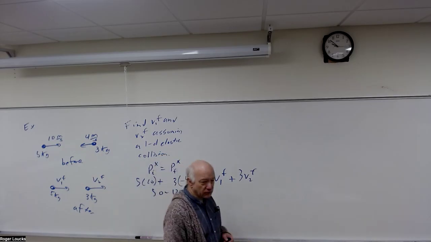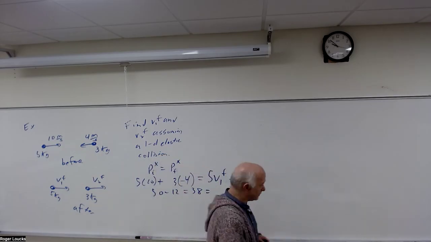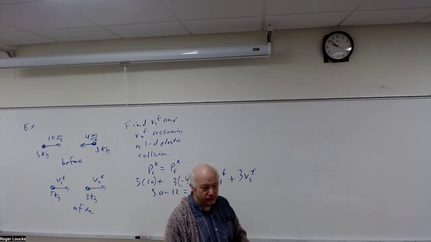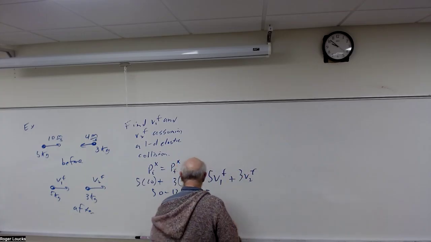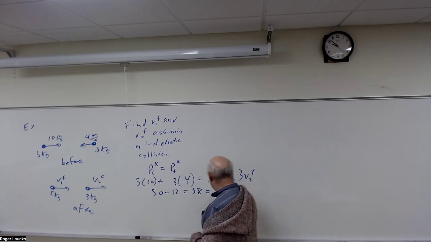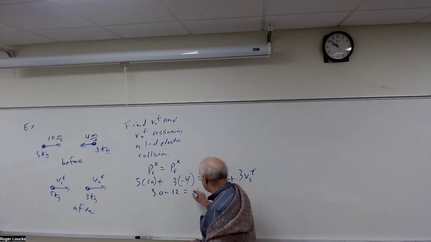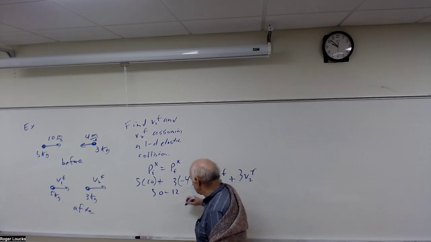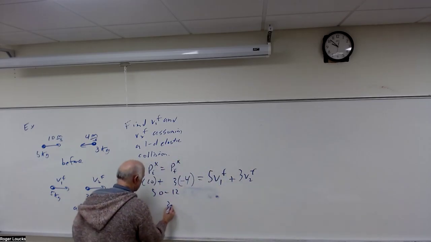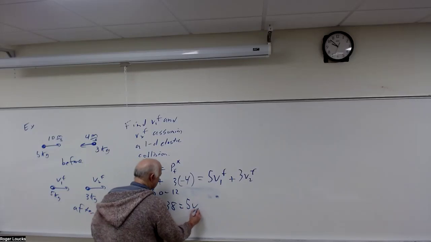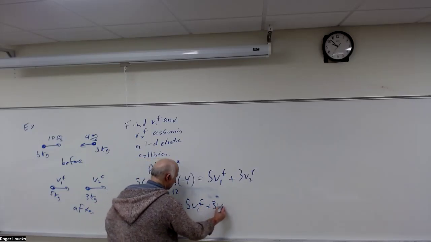Would anyone be opposed if I change the value? Well, let's just keep it. Sorry. Okay, so this is 38. So this is going to be 38 times V1 final plus 3 times V2 final.